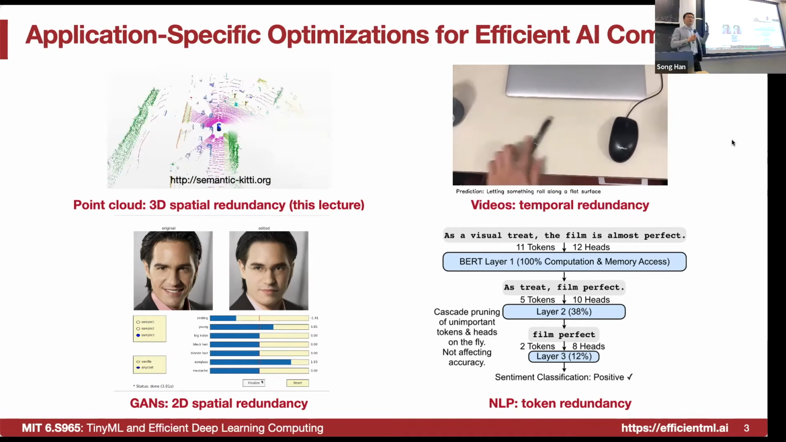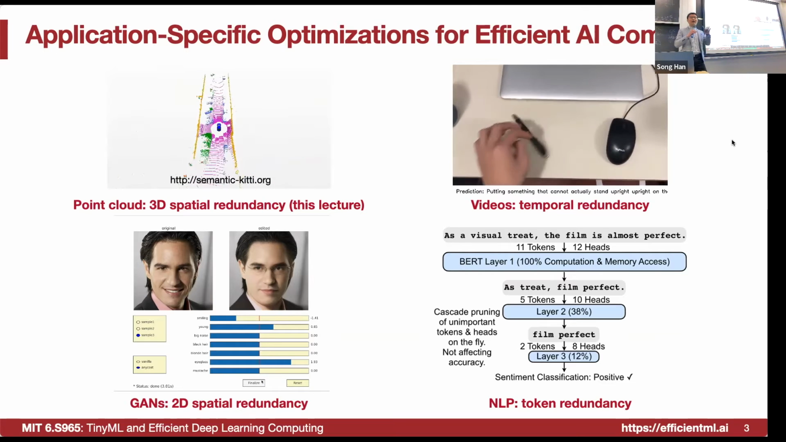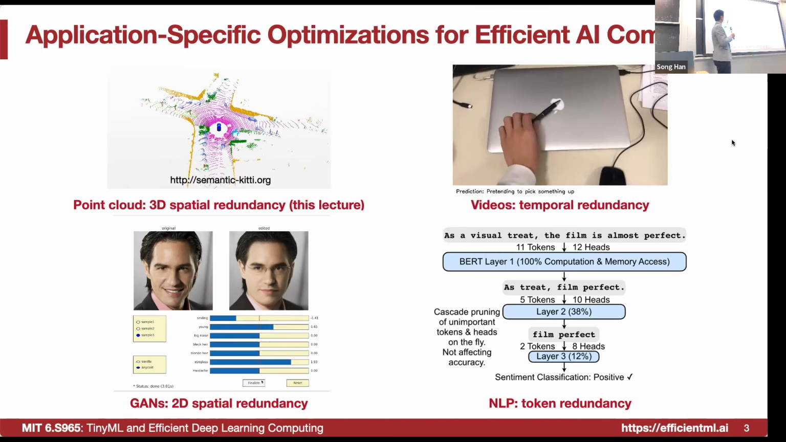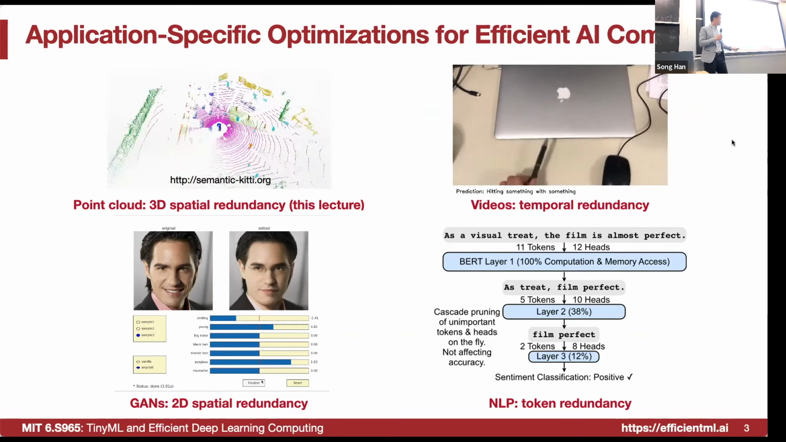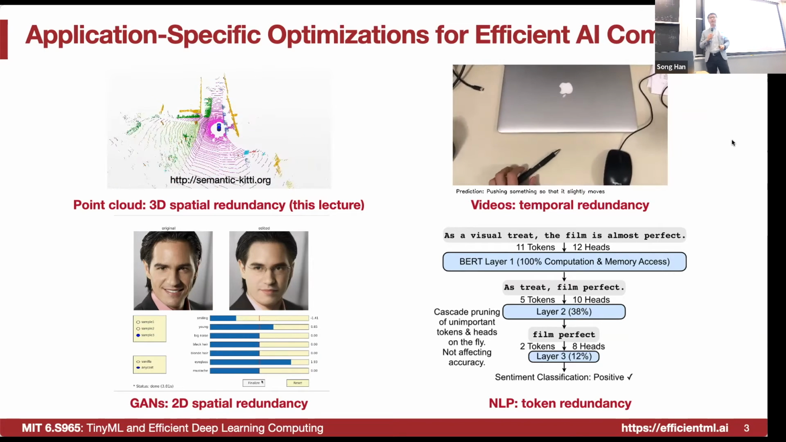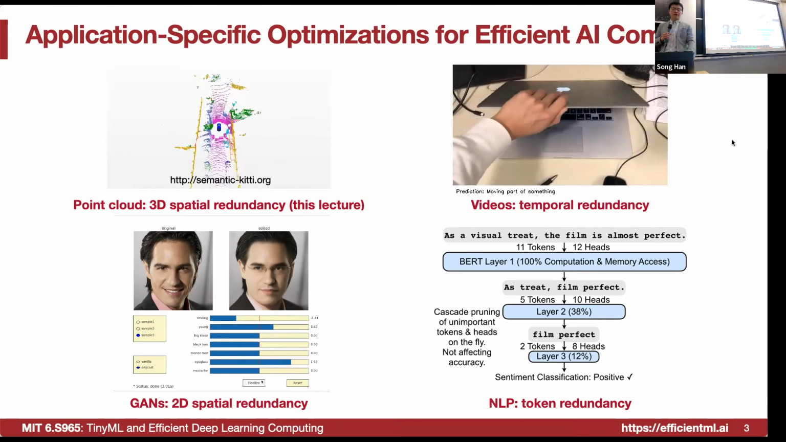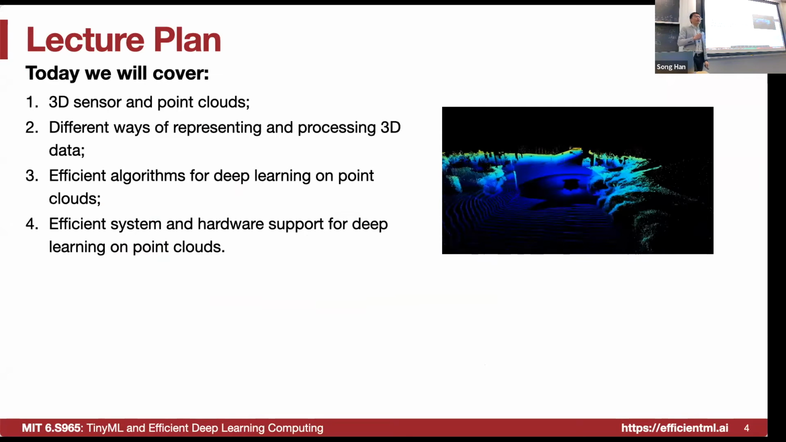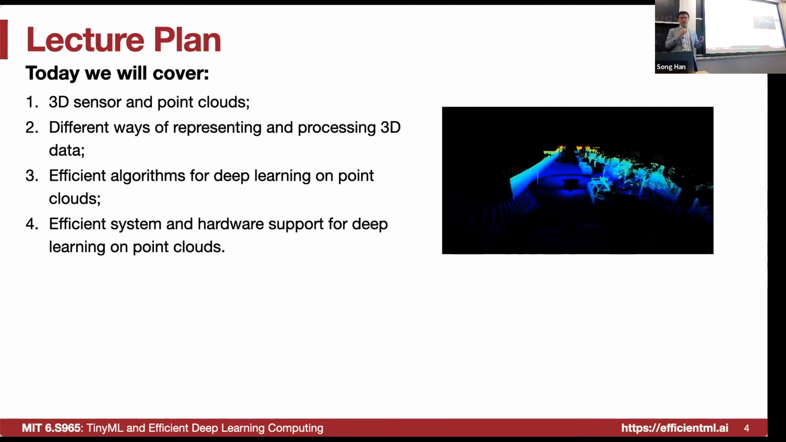Right. So these are the examples of the big picture that we are going to learn this week and also next week. So spatial redundancy, temporal redundancy, 2D spatial redundancy, and also token-level redundancy. So today, let's start with the first topic, LiDARs, okay? 3D spatial redundancy. How do we remove those redundancies?